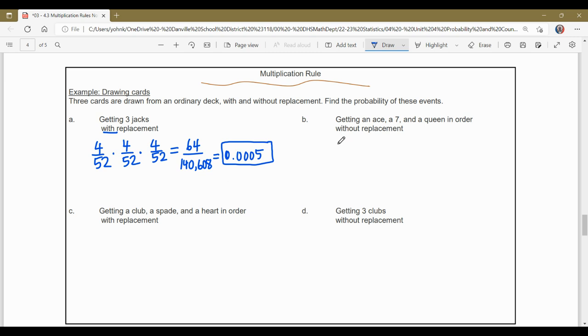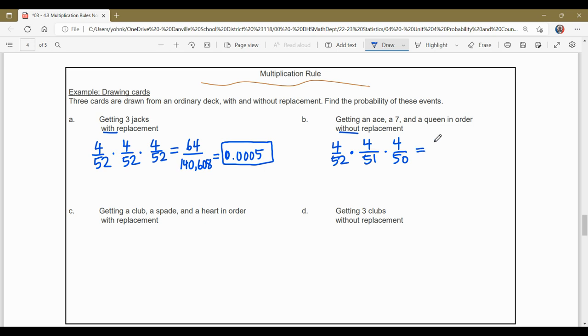All right, if we look at letter B, getting an ace, a 7, and a queen in order without replacement. So that means I'm going to take the card out and I'm going to leave it out before I pick the next one. So the first one is an ace. There are 4 aces out of 52 cards. Now, if I leave that card out, there are now only 51 cards to choose from. There are 4 sevens in the deck. Okay, I leave that card out. There are now 50 cards to choose from. And there are 4 queens to choose from.